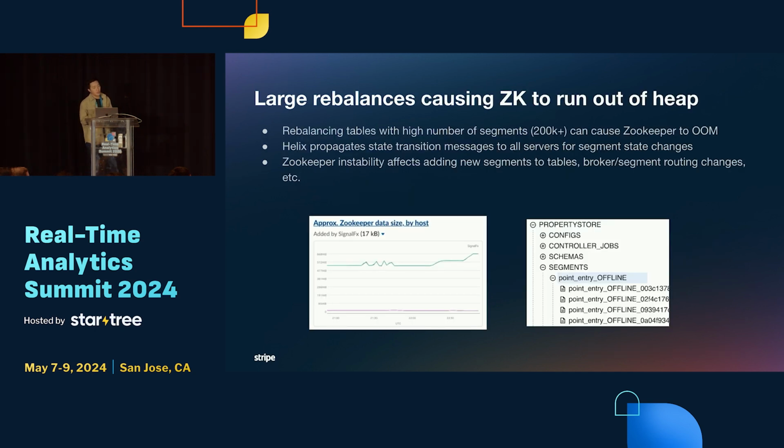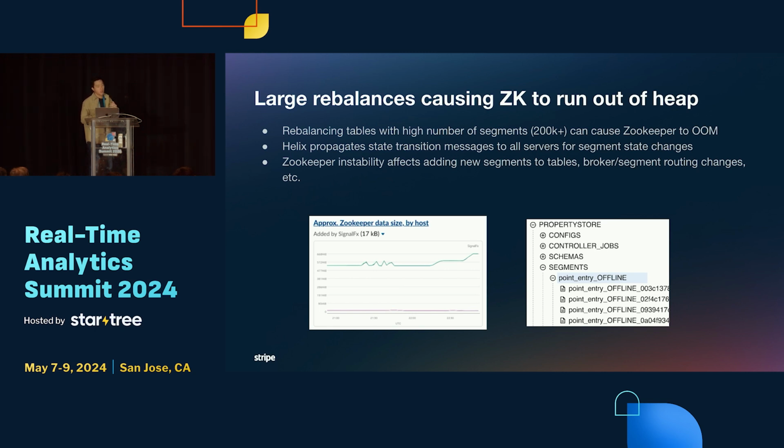Another issue we ran into with Zookeeper and large tables is that rebalancing them would actually cause Zookeeper to run out of memory. This was caused by two separate issues. One, we had a lot of segments, so we had a large Zookeeper data set. Zookeeper stores its data set mostly in memory. And because Pinot actually stores segment metadata in Zookeeper as well, this segment metadata contains information like the S3 path and among other things.